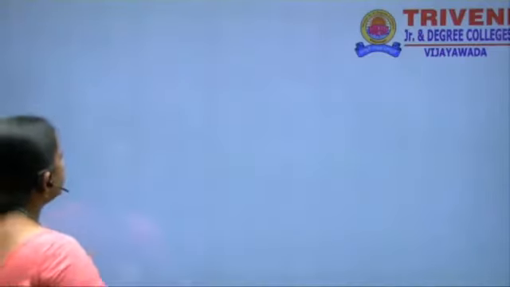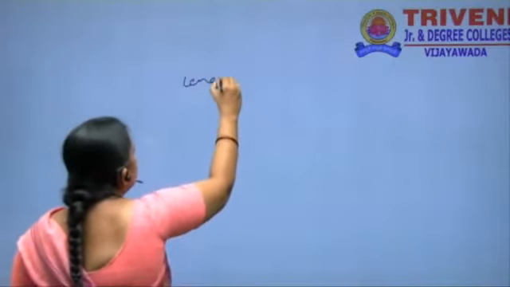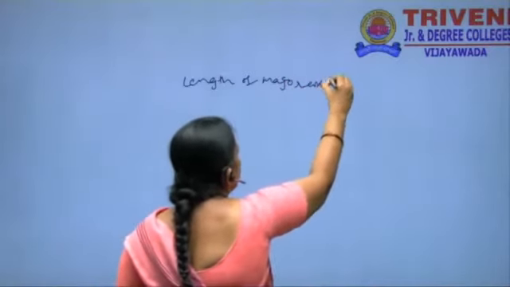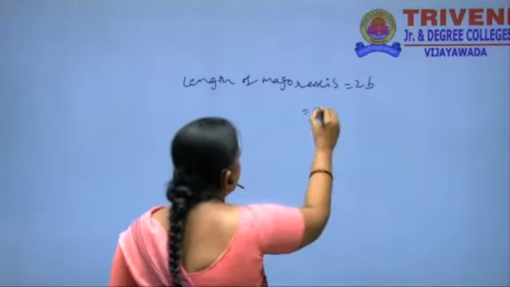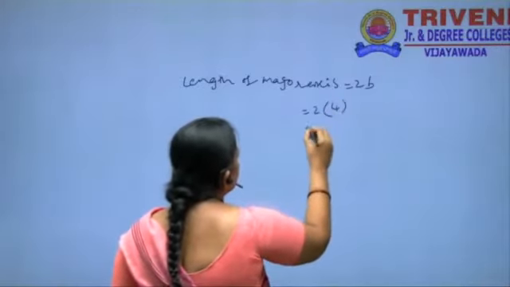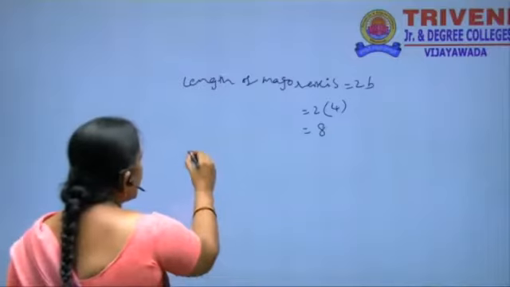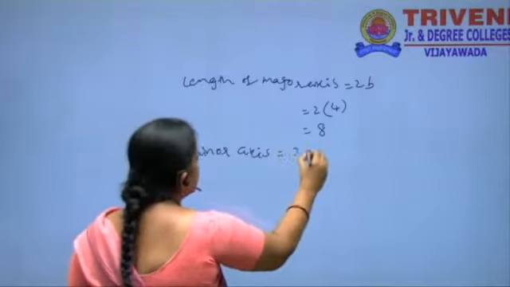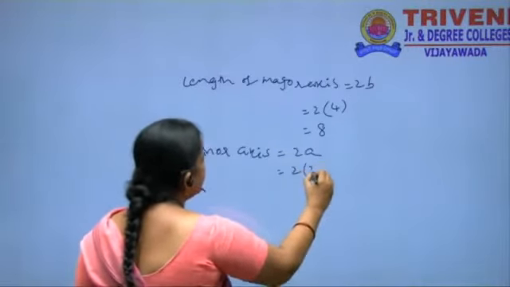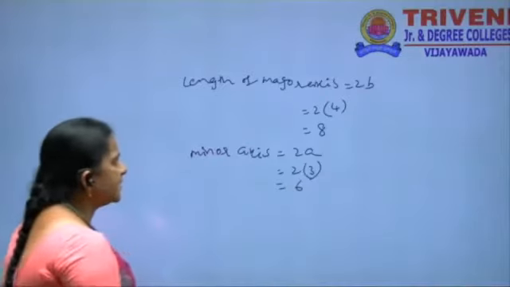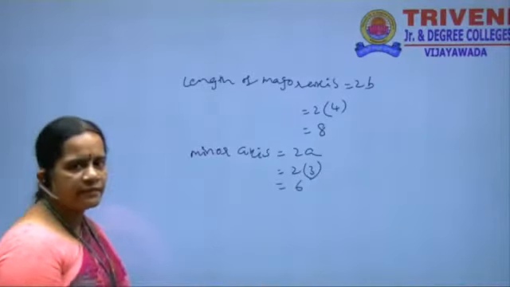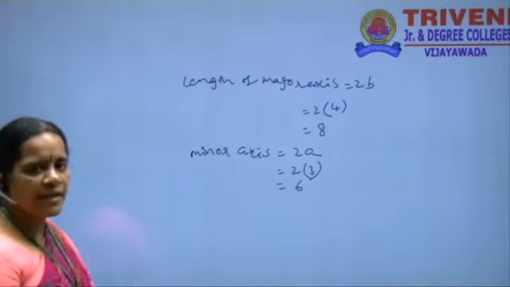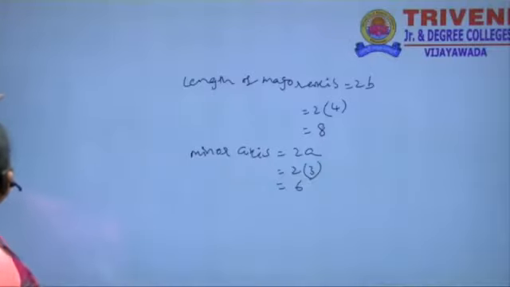And also find the length of the major axis. Length of the major axis is 2b. The value of b is 4, that is equal to 8. And minor axis is 2a. You know the value of a is 3, that is equal to 6. Major axis is 2b and minor axis is 2a. This is the way of finding the center, foci, equation of the directrices, major axis and minor axis. Then we are going to the next case.